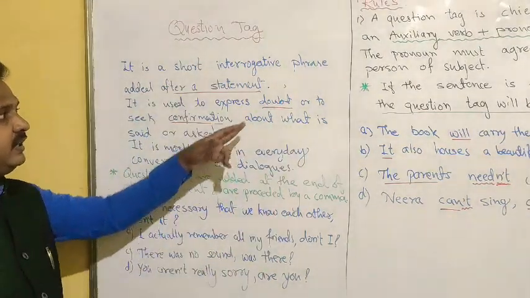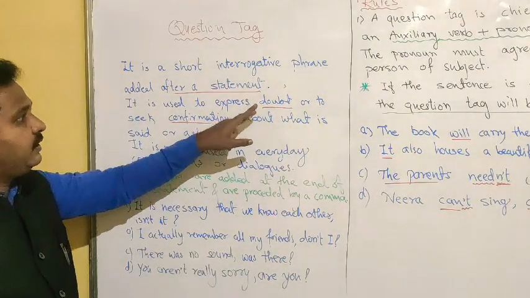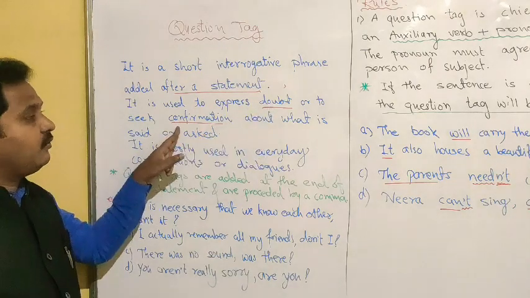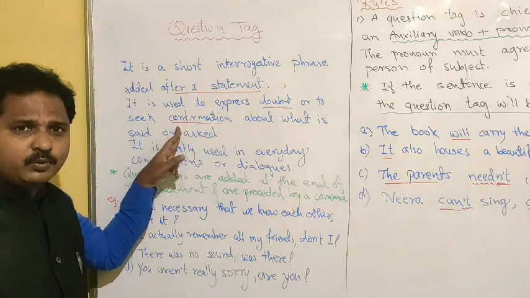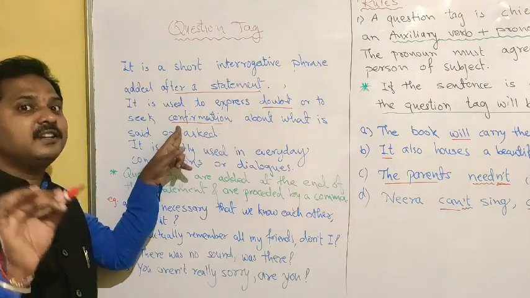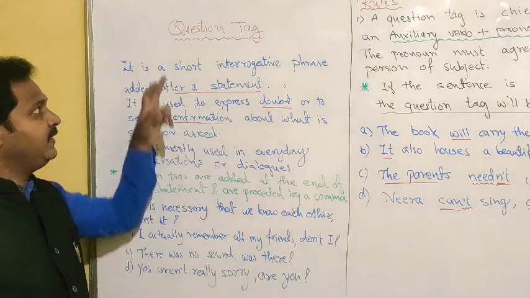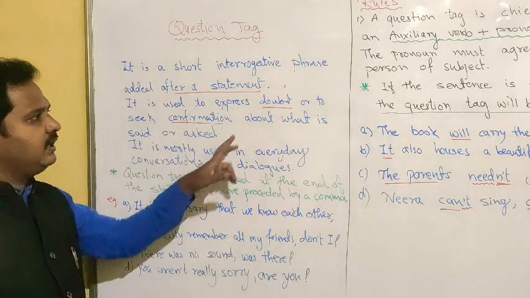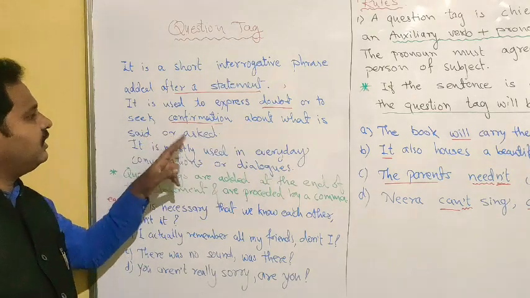What is the question tag? It is expressed to show doubt or for confirmation. He is a good boy, isn't he? That is a confirmation or a doubt, and that is called a question tag, about what is said or asked.